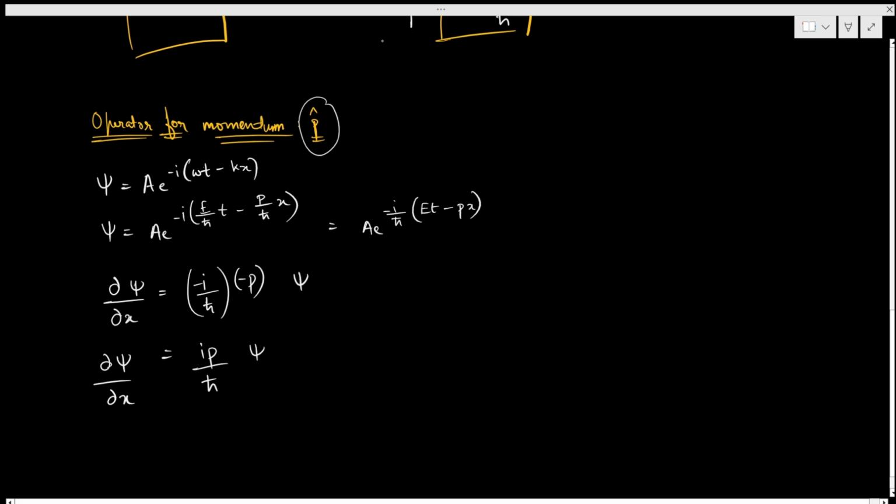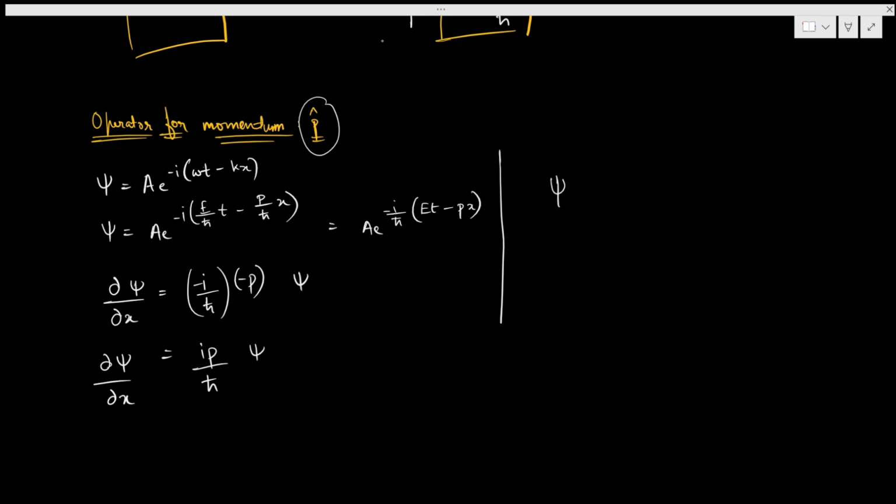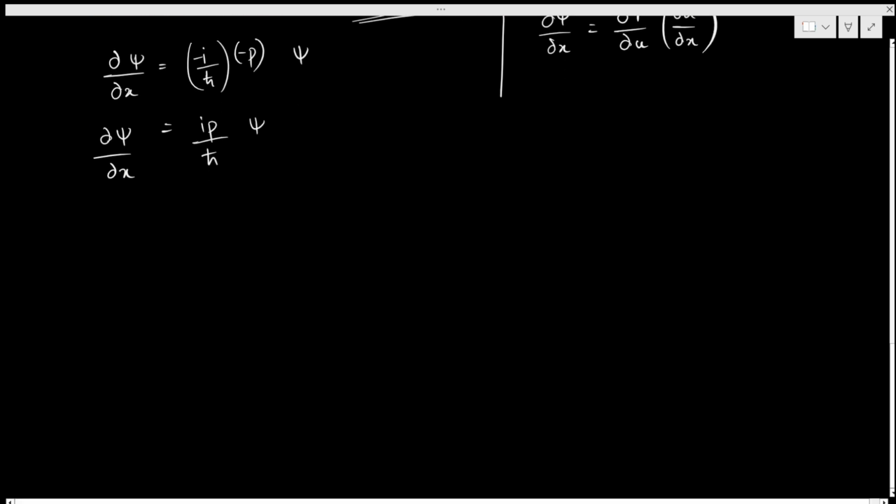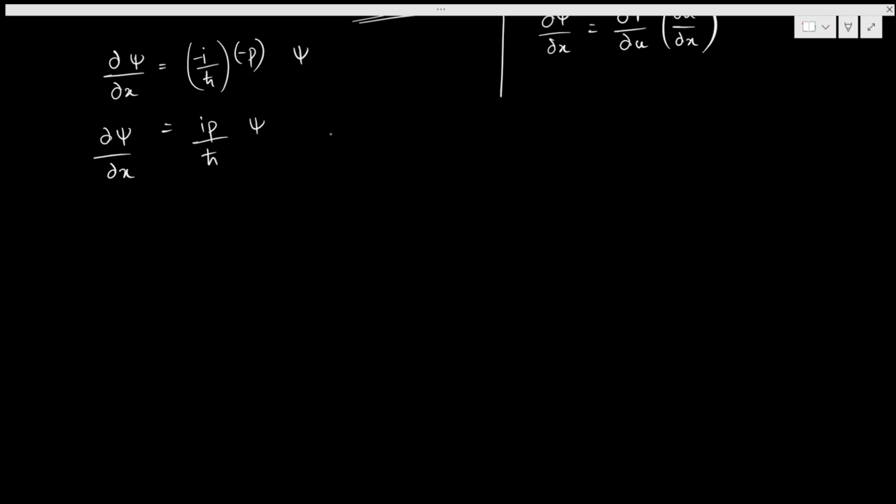Now if you're a bit confused as to how I did it, this is just your chain rule. If you look at the psi function here, psi is basically just written as a into e to the power some u. So when you're partially differentiating with respect to x, it would be the partial derivative with respect to u first, and then into the partial derivative of u with respect to x. That's all I've done here. So you have your partial derivative of psi with respect to x is equal to i by h cross into p into psi. Now you have your p value here, right?